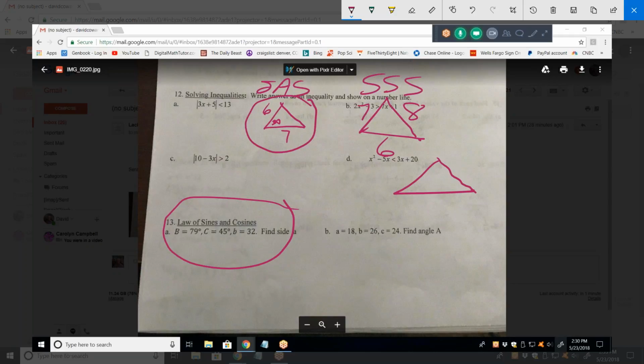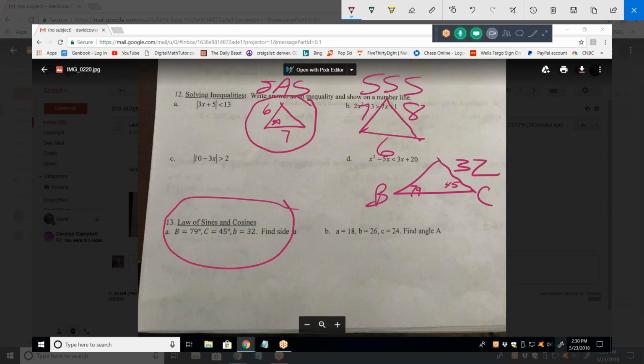It's hard for me to even figure it out. They're giving us B, that's 79 degrees. And they're giving us C, which is 45 degrees. And they're giving us little b, which is 32. Do we have an angle with an opposite side? B. Yes. Well, the answer is yes, we do.